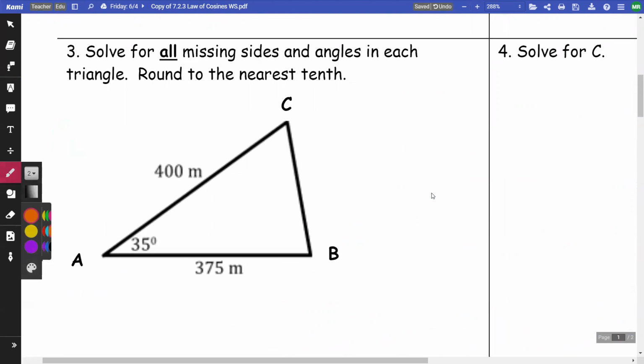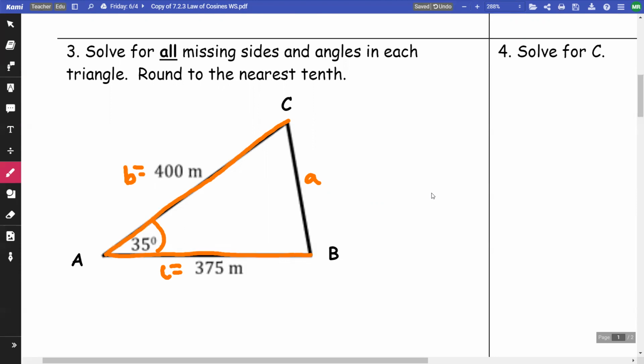Okay, let me just label this. This is going to be little a. This over here is little c. This over here is little b. So looking at this, I've got side, angle, side. Okay, so I'm going to use law of sines. Law of cosines, I apologize. You only use law of sines if you have a pair, an angle and a side opposite that you know. And I don't have any pair of angle and side opposite in this problem as of yet. So I'm going to use law of cosines.